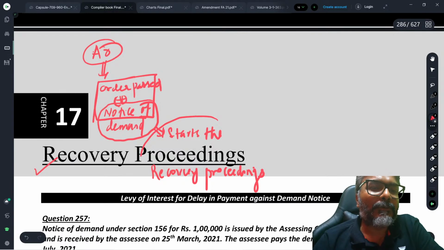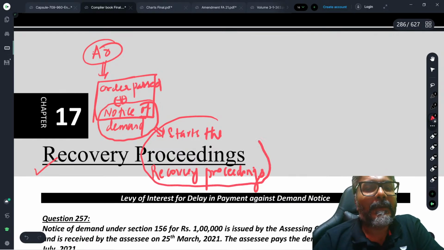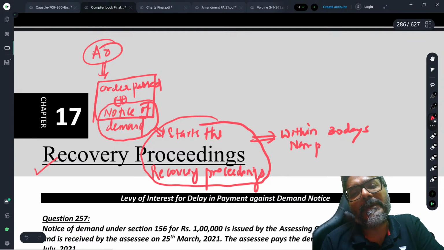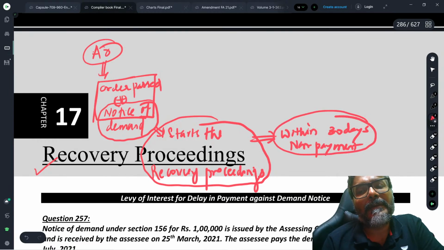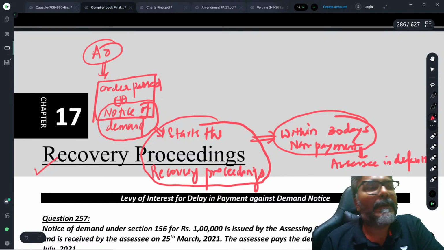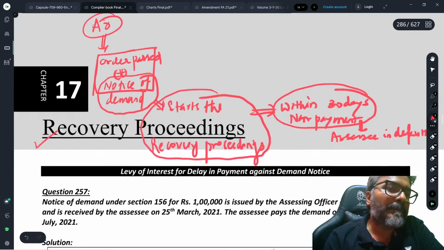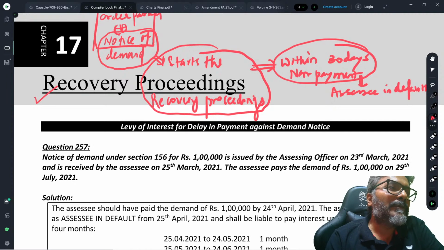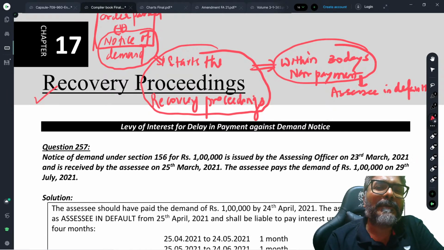Obviously, I told you, within 30 days, if there is a non-payment, then assessee in default. Within 30 days, if there is a non-payment, then assessee in default.